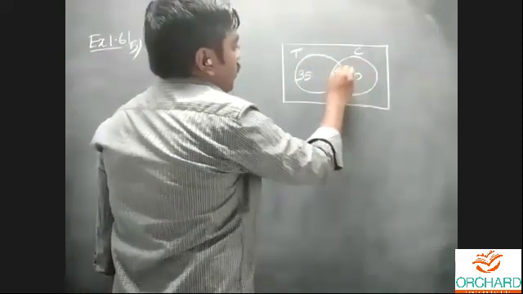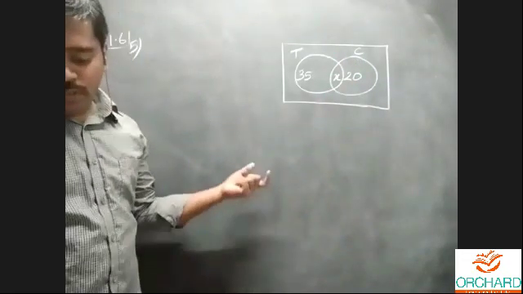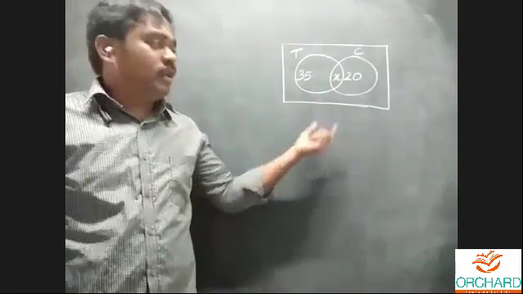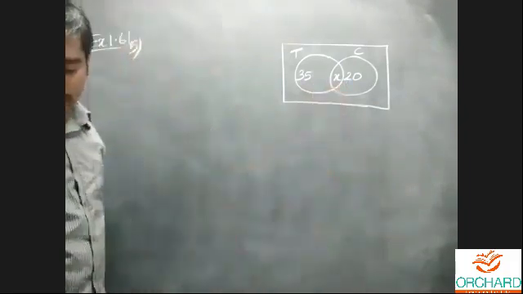We don't know the common, that's why we'll consider it as X. The common, those who like both tea and coffee, we'll consider as X. Okay, now I'll write the information.